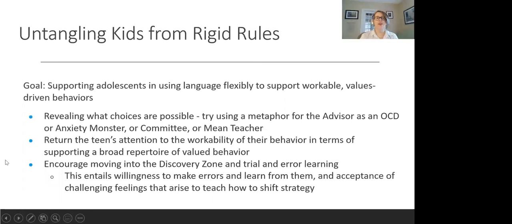Okay. So the goal of all of this, this model that we are talking about now in support of exposure and in support of inhibitory learning, is really supporting adolescents or anyone really in using language flexibly to engage in workable values-driven behaviors, right? And that is exposure. So what we might do, in addition to this, is think about how we talk about these 3 classes of behaviors, or these 4 classes of behaviors, I guess, if you're thinking of valuing too.